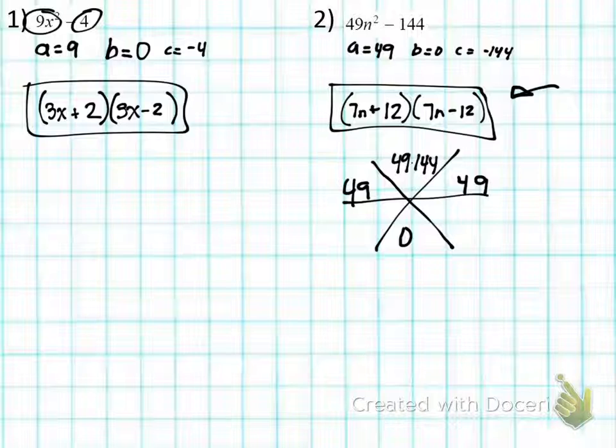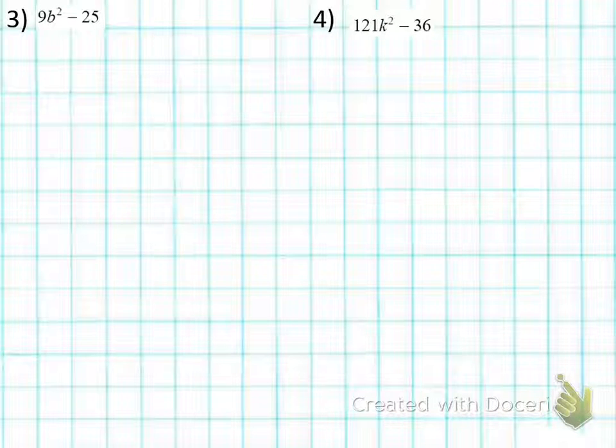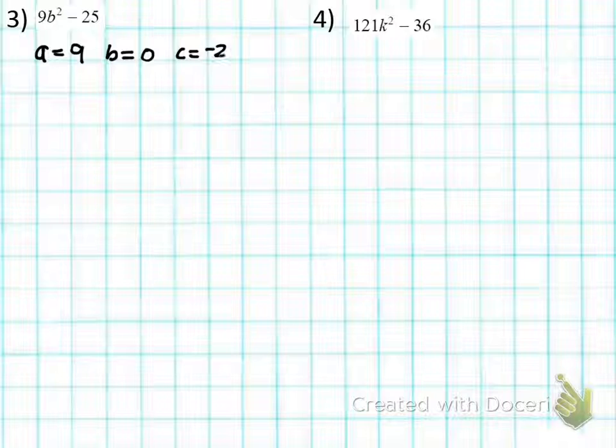All right, let's do a few more of these together. Here we go, number 3. What's A equal to? 9. B is equal to? 0. C is equal to? Negative 25.